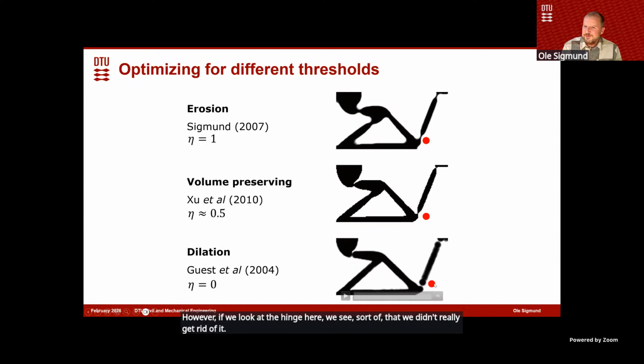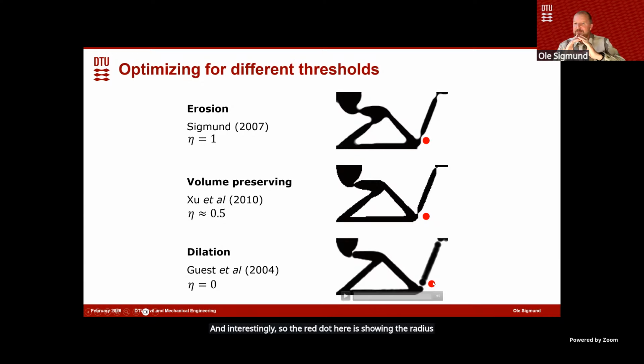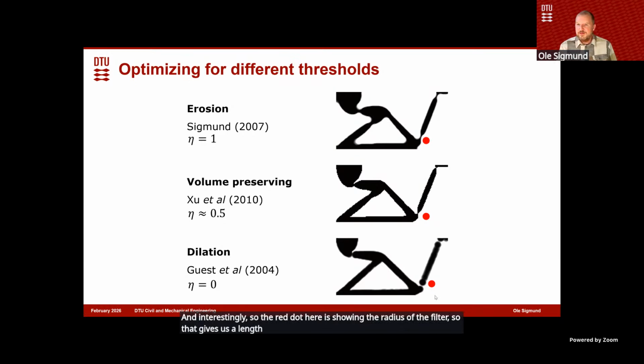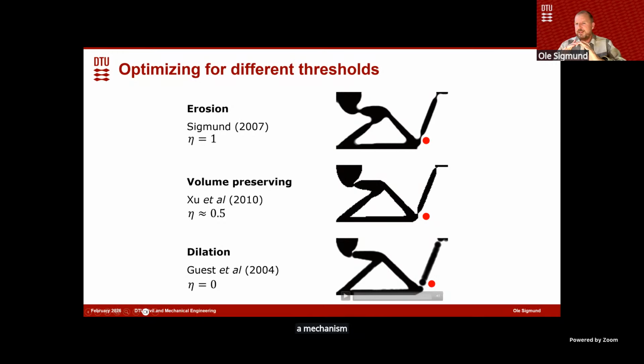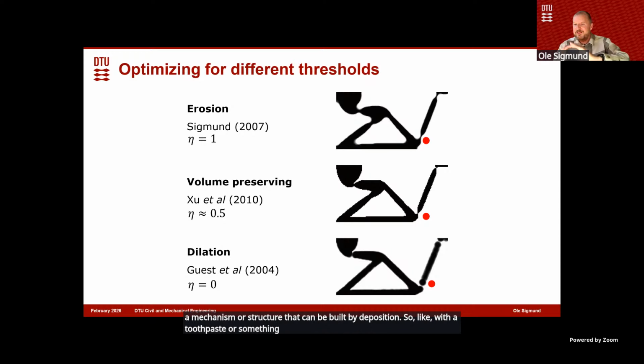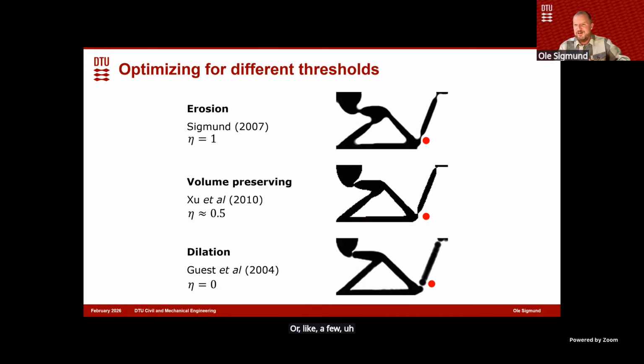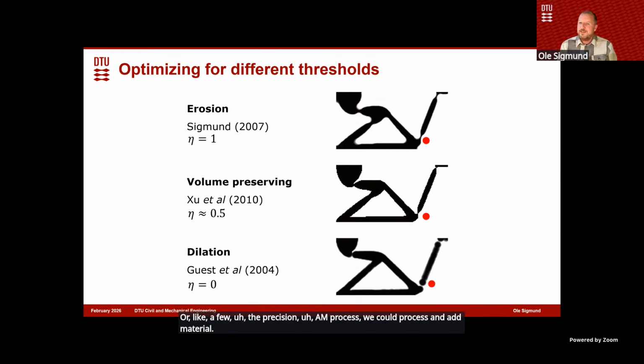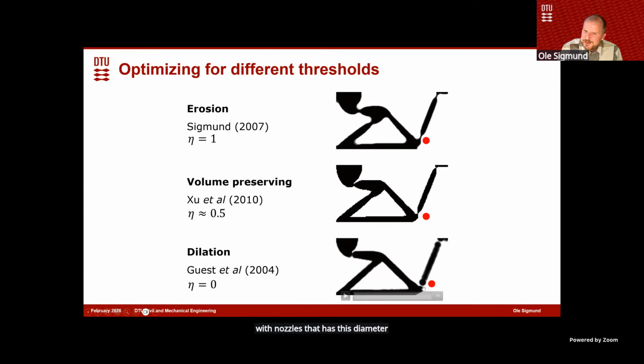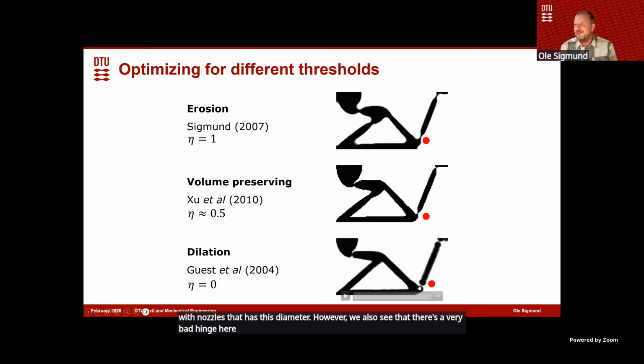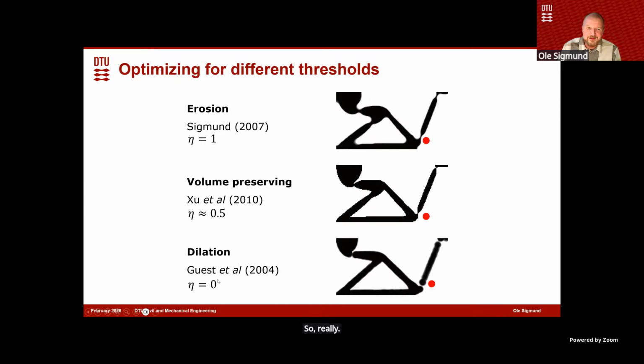Interestingly, the red dot here is showing the radius of the filter, so that gives us a length scale. You could look at this mechanism and see that this is a structure that can be built by deposition, like with a toothpaste or something like that, or like a fused deposition AM process, where we add material with a nozzle that has this diameter. However, we also see that there's a very bad hinge here that would break or get disconnected as soon as we would use it. So really, using the projection filter with eta 0 would not work.